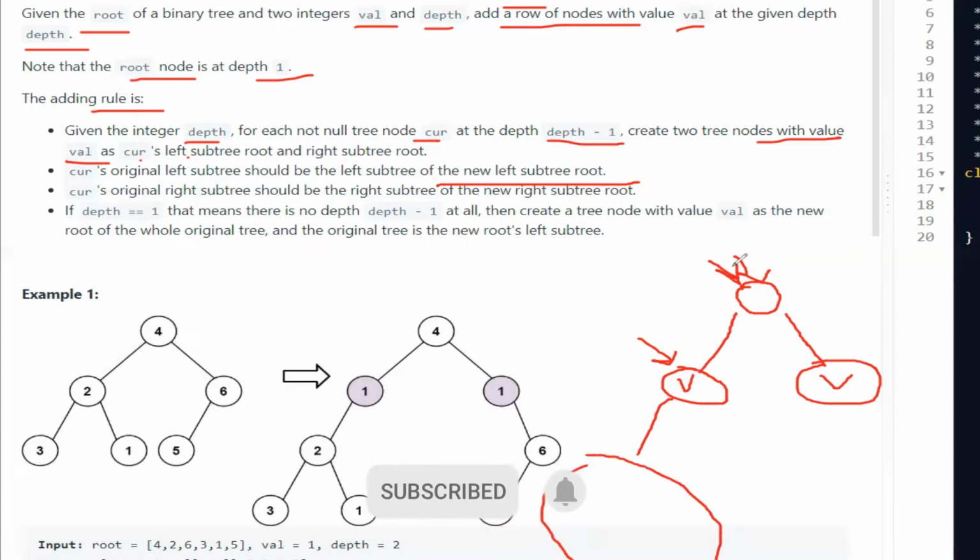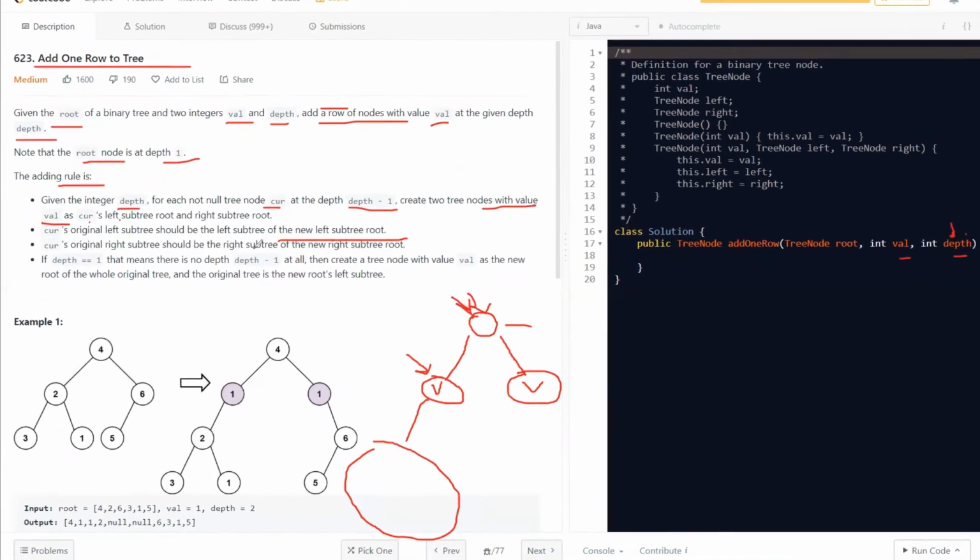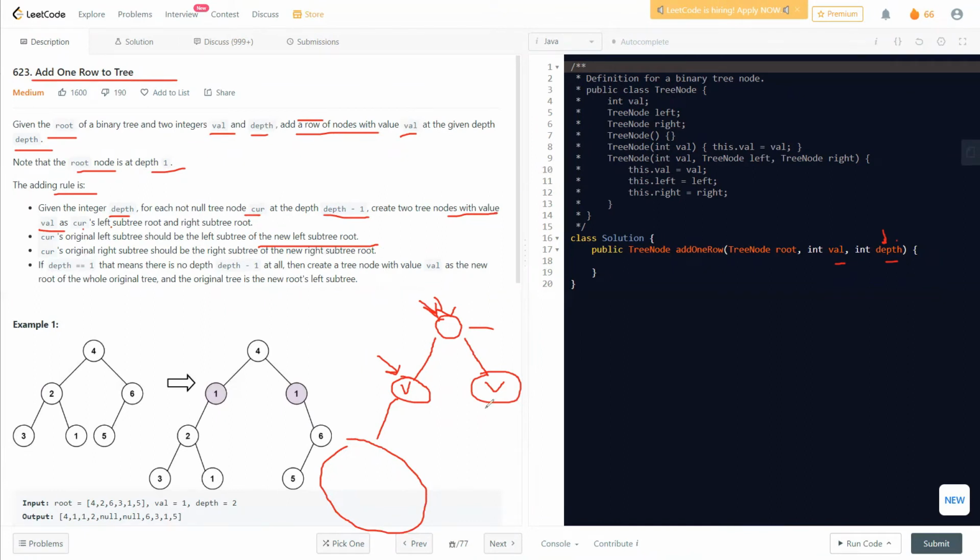Similarly, whatever the original right subtree of the current was should be the right subtree of the new right subtree root. This is the new right subtree root we created, and we'll add the original right subtree to the right subtree of the new one. Let's understand it simply: whatever was on the left subtree of our original node, we simply added the whole subtree as our new node's left subtree.